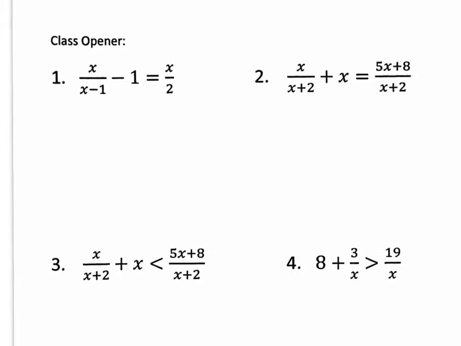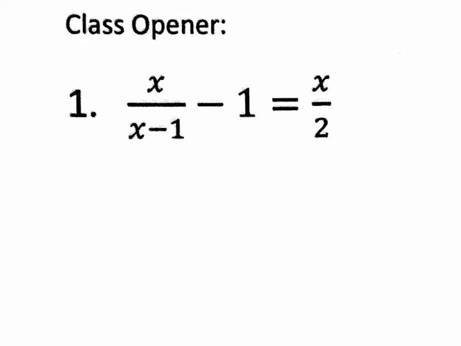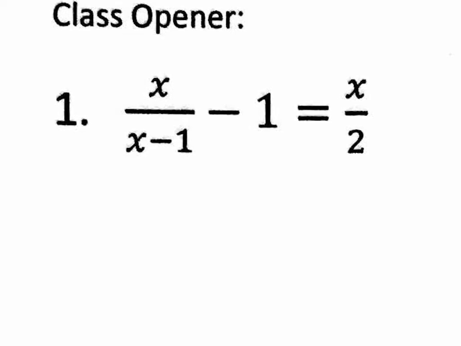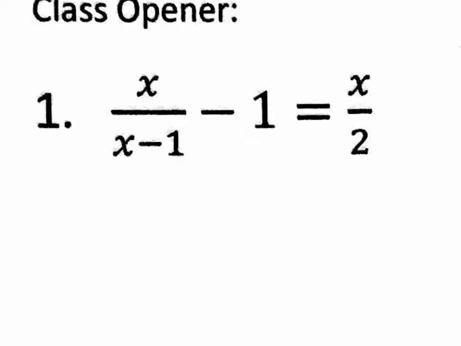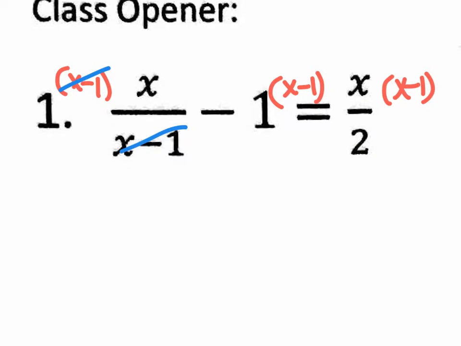Okay guys, so on number one, we are going to get rid of the fractions by multiplying everything by the denominator of the fraction that we want to get rid of. In this case, we want to get rid of this fraction, so let's multiply everything by x minus 1. After that, we're going to cancel out, obviously, this x minus 1 with that x minus 1, and I'm going to rewrite whatever's left over.